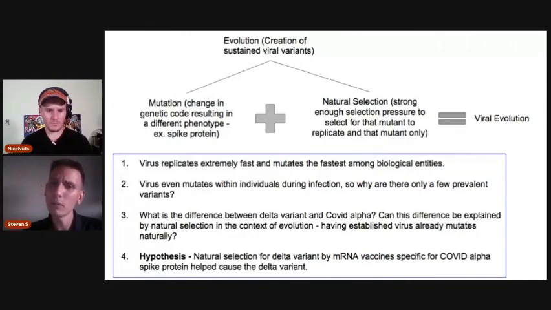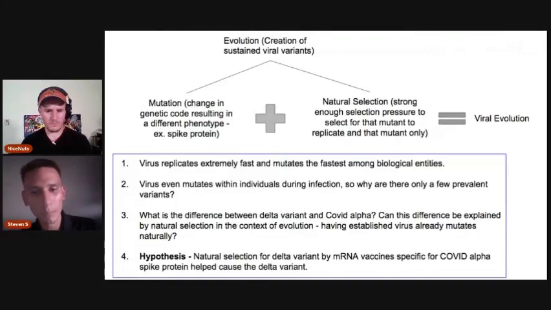So obviously mutating and getting different variants isn't enough to select for these prevalent strains, the top 5 that we care about, particularly Delta now. And so what explains the selection pressure that we now have the Delta variant?